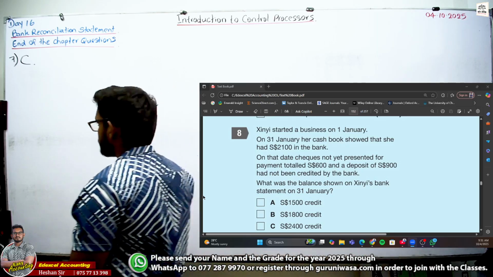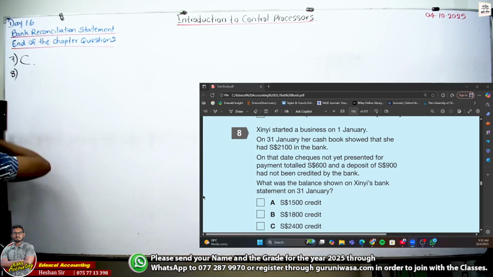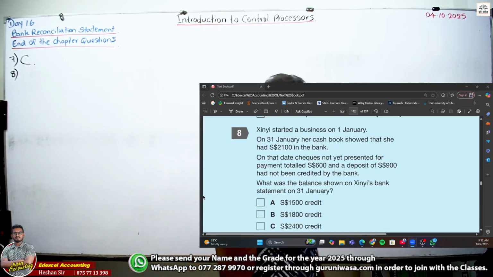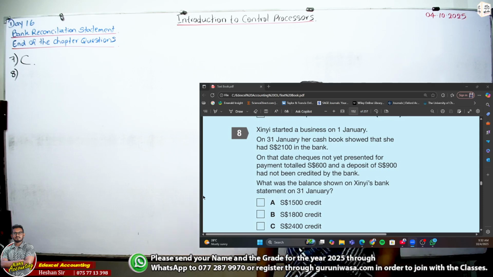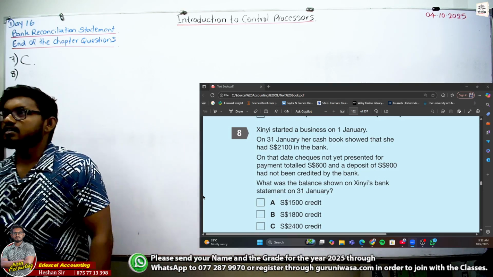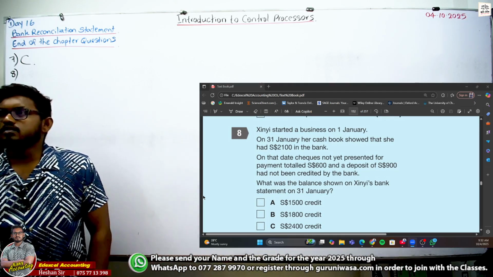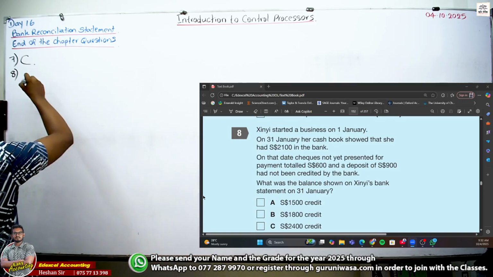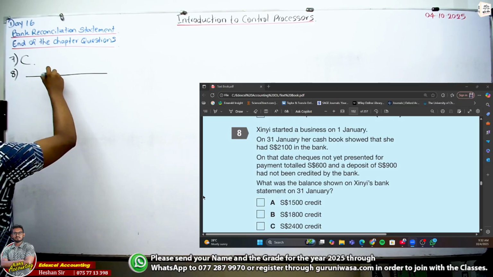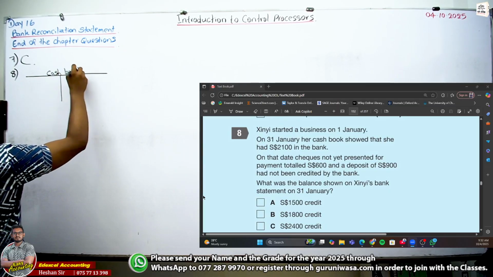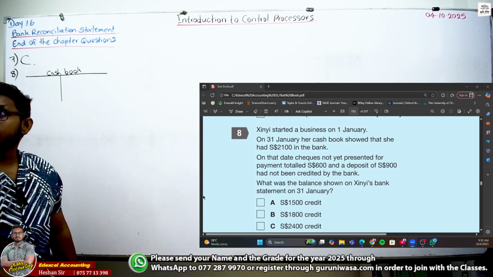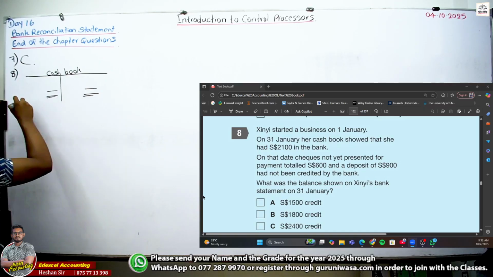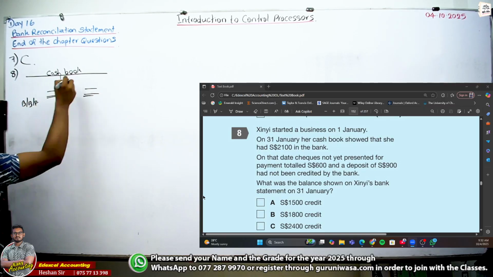Number 8. Let's see. Sydney started business on 1st January. On 31st January, her cash book shows that she had 2,100 in the bank. In the bank means, if we prepare the cash book bank column, the balance brought forward is a debit balance. The cash book bank column.